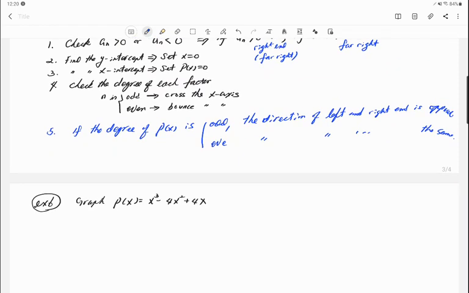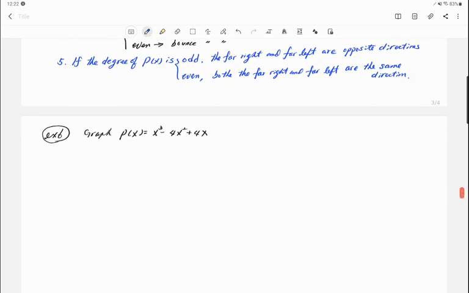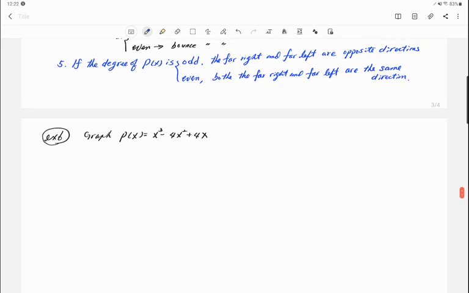Okay, P of x. I rephrased number 5. Let's graph exercise number 6. First, let's check the coefficient. The coefficient is 1, which is greater than 0. So the far right is up, so it looks like this, right?